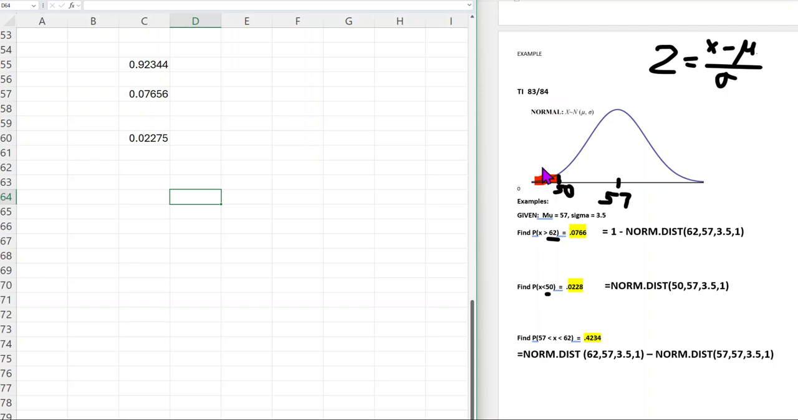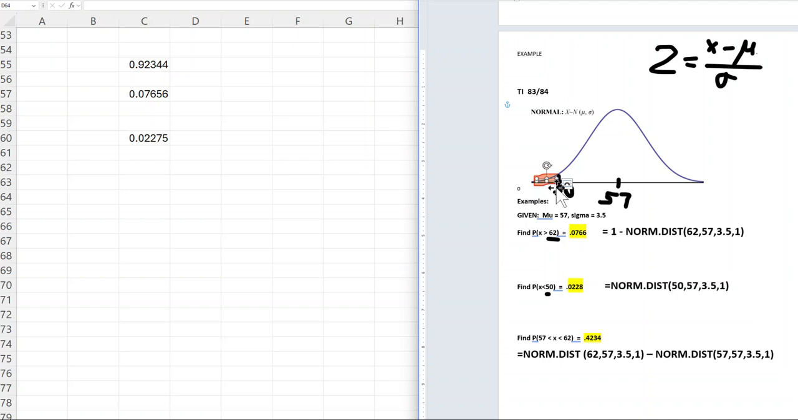Now, if I am doing something else and I want to know, 57 stays there, but I want to know between 57 and 62. 62, if you remember, was way out here. There's my mark 62. Now I want the area from this point over to this point and everything in between. This is the probability that if I pull the x out of the hat of all the possible pieces of data where the average is 57 and the standard deviation is 3.5, I'm going to pull a number out that is between 57 and 62.